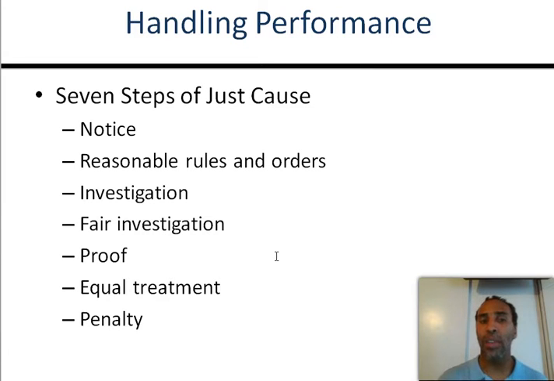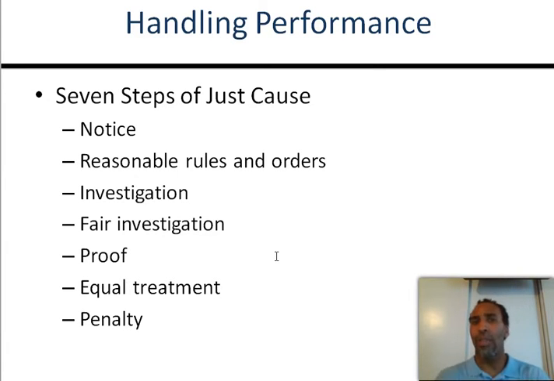So 7 steps of just cause, right? So you want to make sure that someone has notice. And when I say someone has notice, they have something like the employee handbook or something that explains and details out why this discipline is this way. So it's not like a notice right before they get written up. It's there for you to read when you first get hired with the company. Reasonable rules and orders, right? So the orders need to be reasonable.